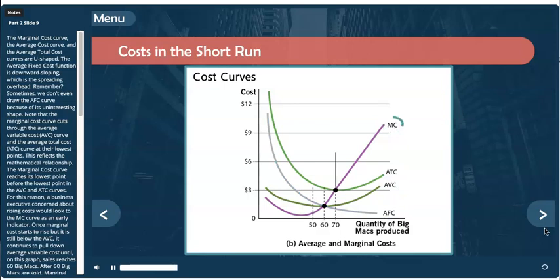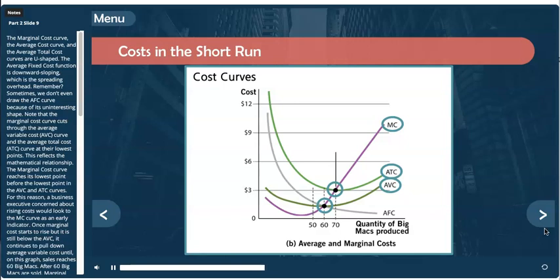Note that the marginal cost curve cuts through the average variable cost AVC curve and the average total cost ATC curve at their lowest points. This reflects the mathematical relationship. The marginal cost curve reaches its lowest point before the lowest point in the AVC and the ATC curves. For this reason, a business executive concerned about rising costs would look to the MC curve as an early indicator.